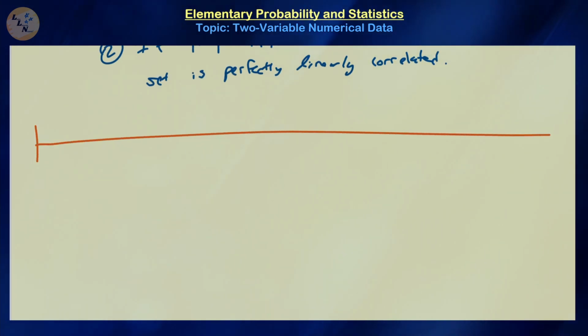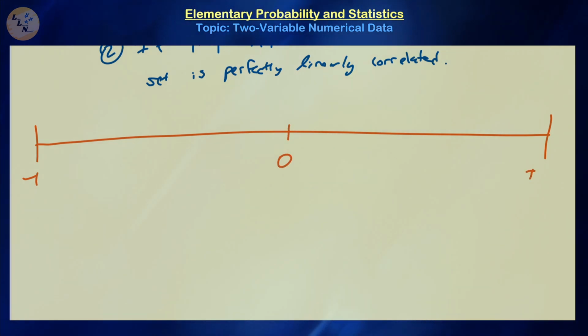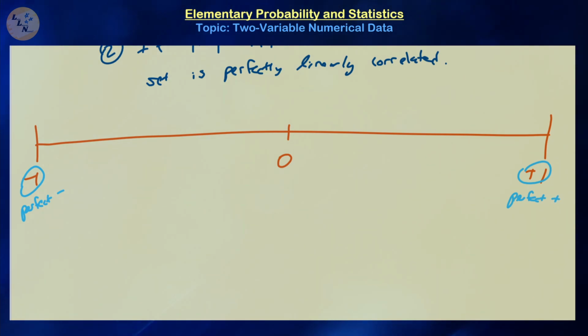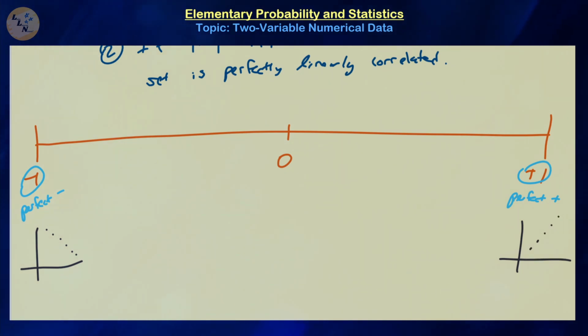Now that we have a bounded and closed interval, we can assign some interpretations to all of these numbers. So let's draw a little scale, going from negative 1 to 0 to positive 1. As I just mentioned, negative 1 corresponds to a perfect negative linear correlation, and positive 1 corresponds to a perfect positive linear correlation. When I say perfect, that means all of the data points directly fall in a line, either going down or directly going up. There's no skewness to the data points from the line.